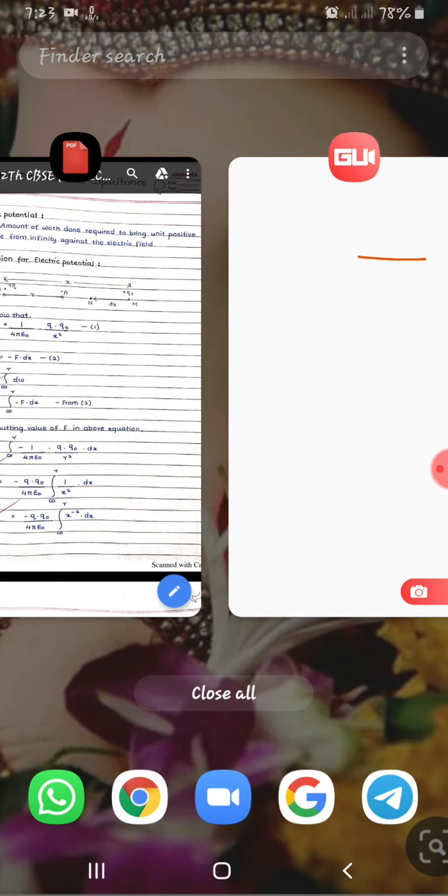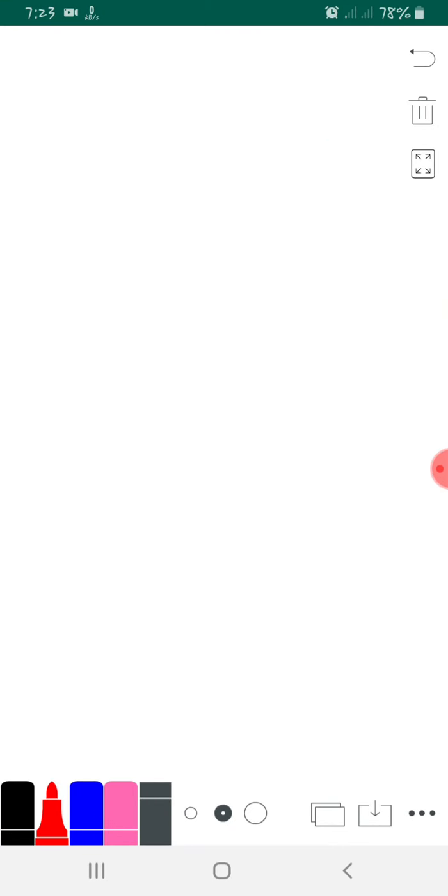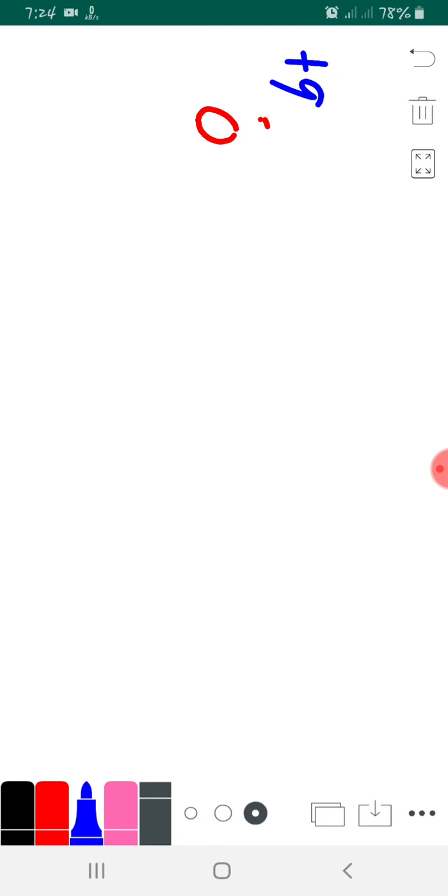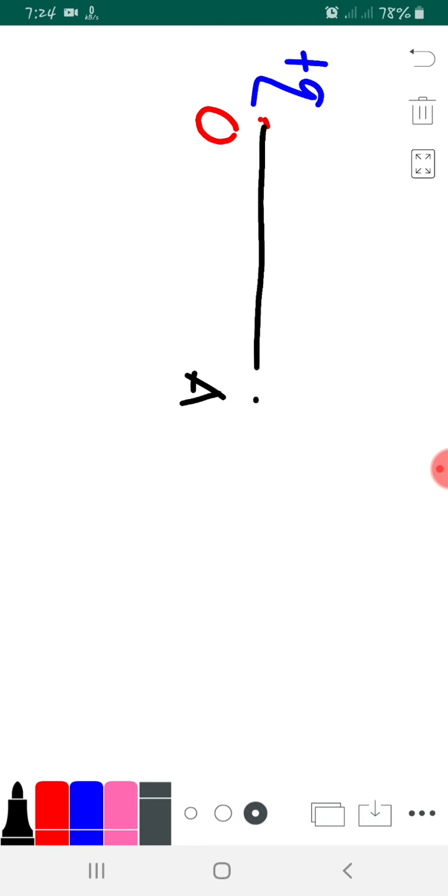For that purpose, consider this whiteboard. Make your phone horizontal or portrait. I'll explain the figure first. Just imagine that point O carries plus Q charge. Now consider another point A at distance r from the point O.